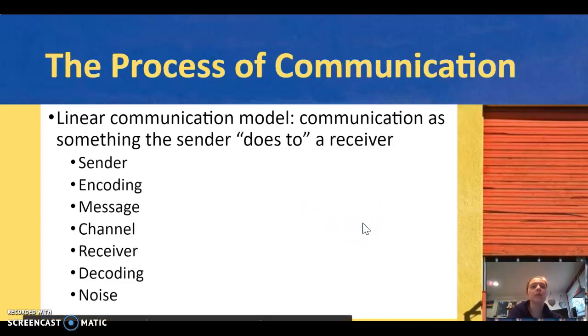The process of communication. Okay, so there's 2 models that you read about in the book. The first one is the linear communication model.